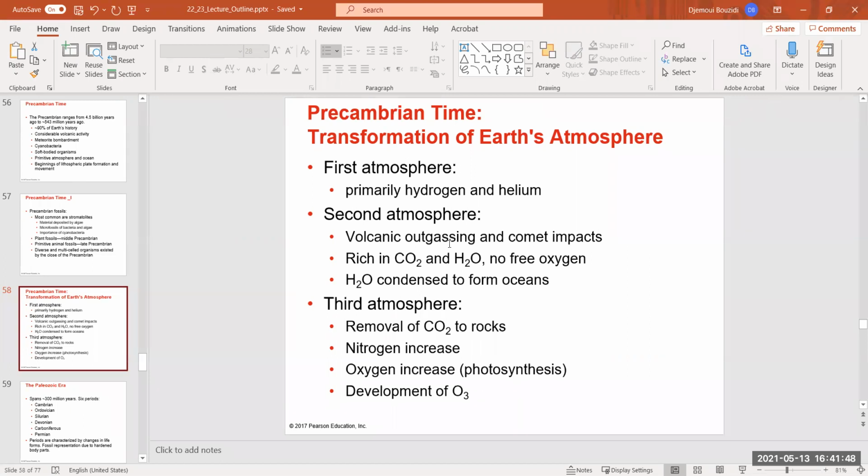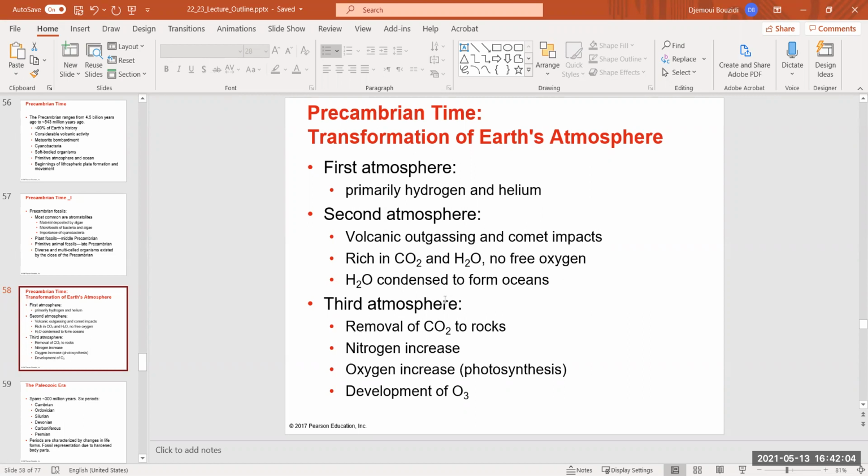However, some of that hydrogen combined with the oxygen that formed after that, but especially through outgassing, through the volcanic activity on the Earth, and that made the atmosphere, in this case for the Earth, rich in carbon dioxide and water, but there was no oxygen. Water condensed to form oceans because of the cooling of the temperature of the surface of the Earth.